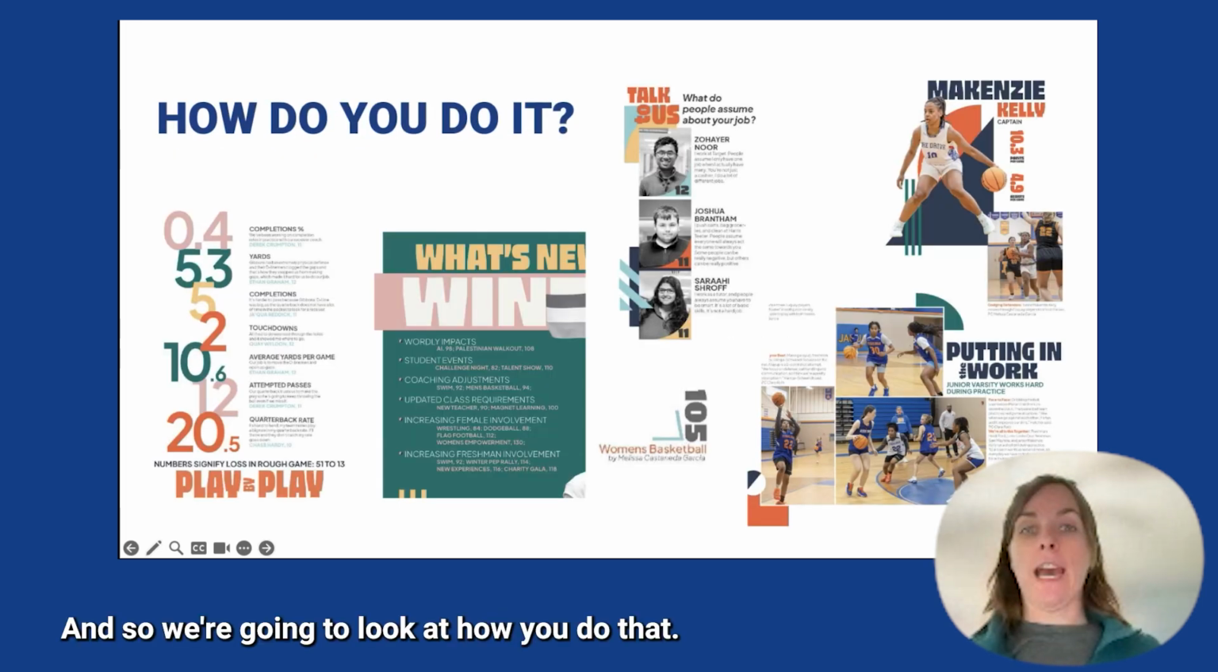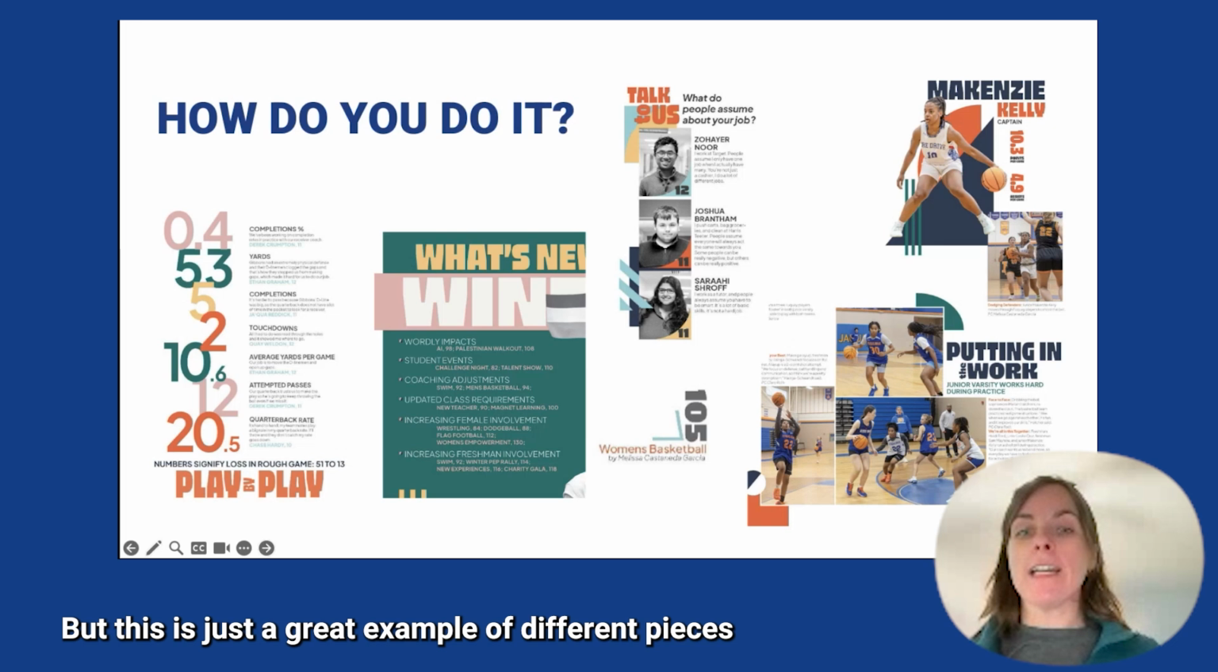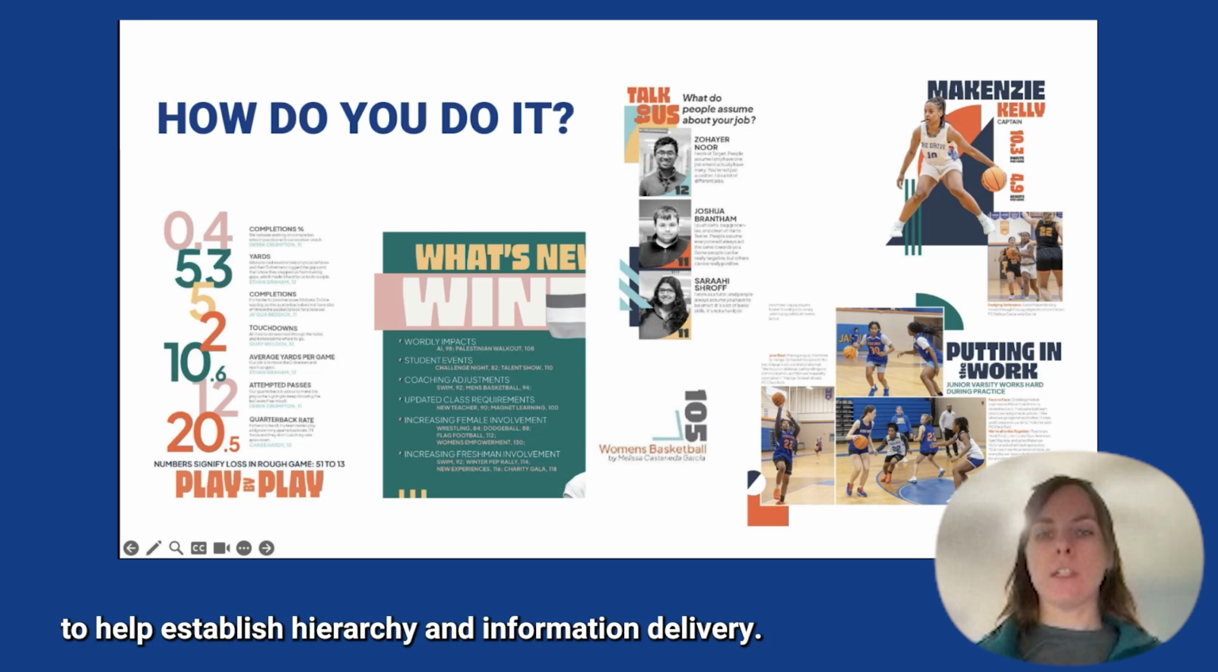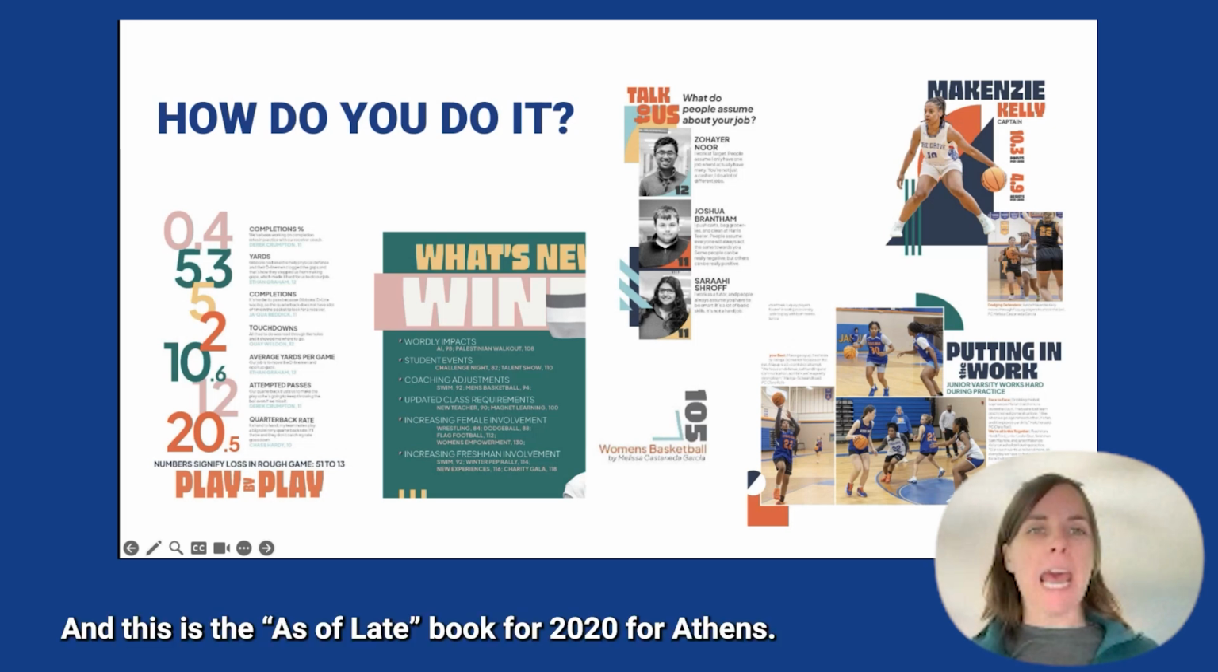And so we're going to look at how you do that, but this is just a great example of different pieces that show a variety of size and color and shape being used to help establish hierarchy and information delivery. And this is the As of Late book for 2024 Athens.